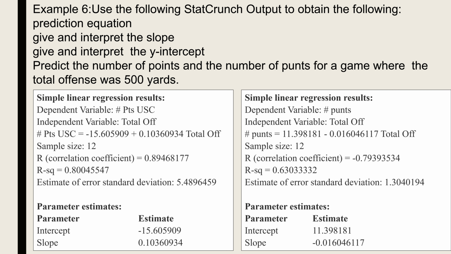This is a screenshot of a StatCrunch output. In the last video, I showed you how to reproduce the result on the left. Please try to reproduce the result on the right. If you have difficulty, please email me.